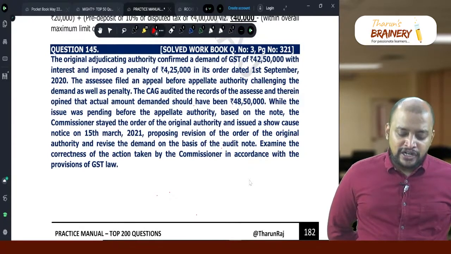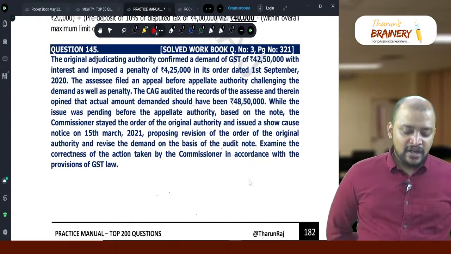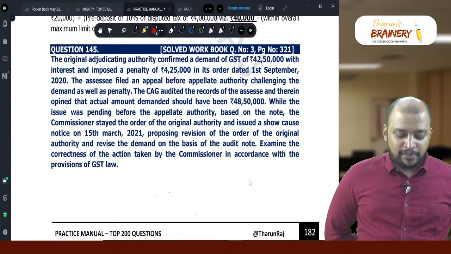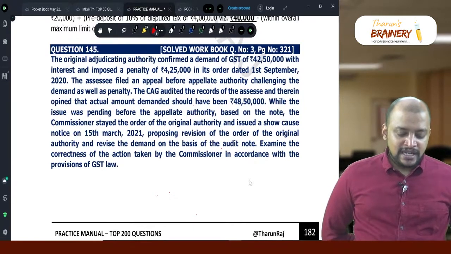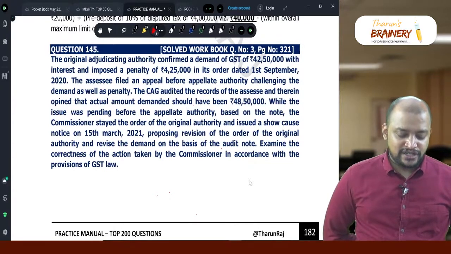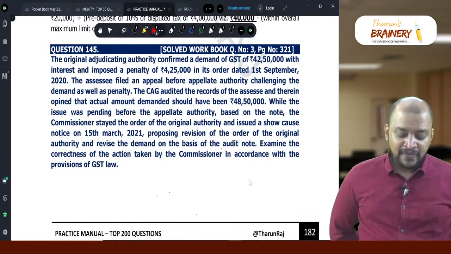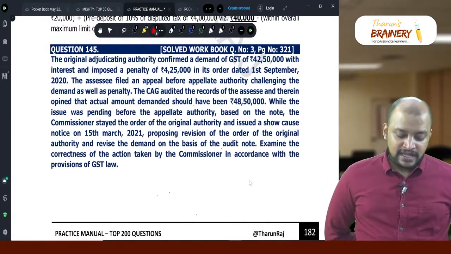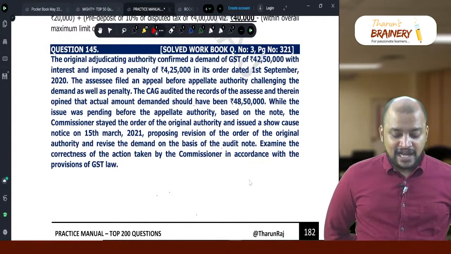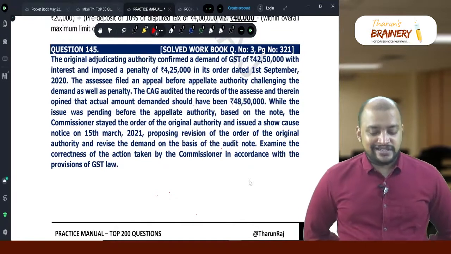The Comptroller and Auditor General audited the records of the assessee and opined that the actual amount demanded should have been 48,50,000. While the issue was pending before the appellate authority, based on the note, the Commissioner stayed the order of the original authority and issued a show cause notice on 15 March, proposing revision of the order of the original authority and revising the demand on the basis of the audit note. Examine the correctness of the action taken by the Commissioner in accordance with the provisions of GST law.